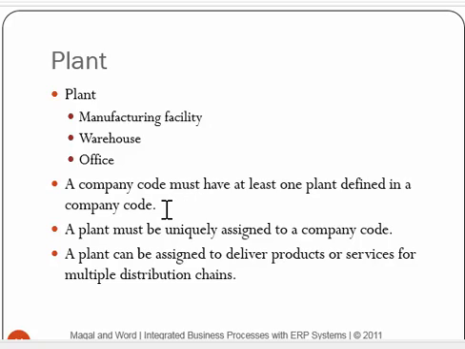So here it says a company code must have at least 1 plant. So if I am a company, I have to have at least 1 plant, and it could be just an office. But I cannot have no plants. There is no way that you are a company without having any plants. A plant must be assigned uniquely to a company code. So let's say, can I assign the same plant to 2 different company codes?